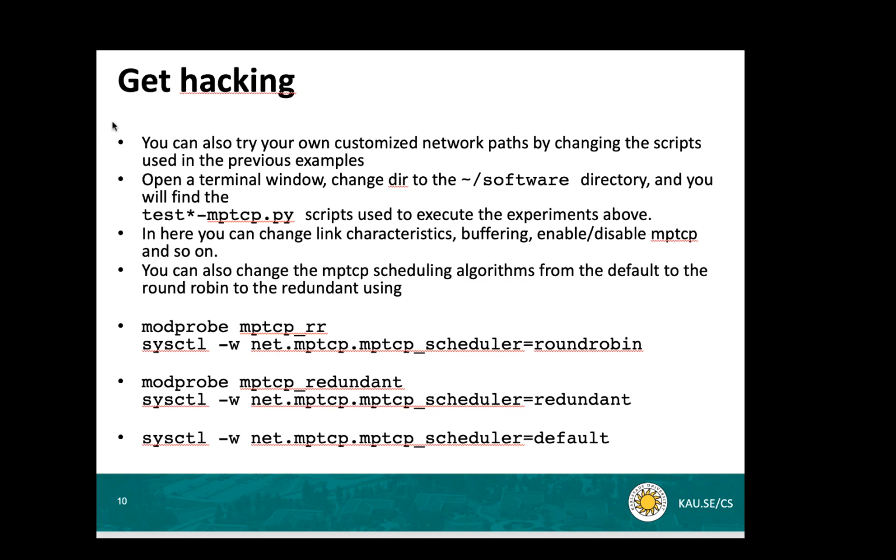So now that we have looked at this configuration, you can also try your own customized network settings if you would like. The code is in the software directory, where you will find Python scripts. And you can change various configuration with the capacity and the delay and the buffering. You can disable, enable mptcp. And you can also change, for example, the scheduling algorithm that is used and see if that would make some difference.